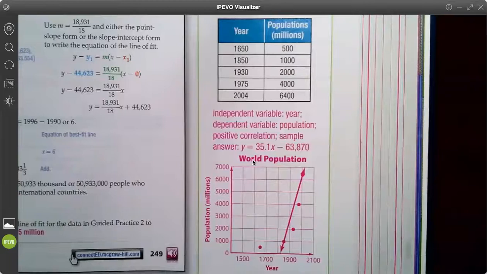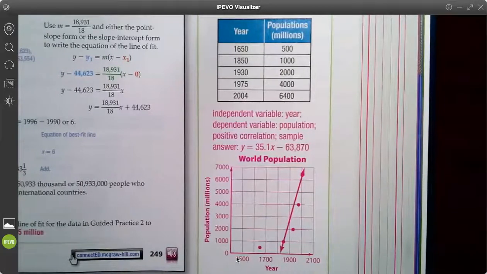Also, let me briefly talk about dependent and independent variable. The x-axis is your independent variable. It's independent. Time is going to go on no matter what happens. Your y-axis is your dependent variable. What happens on the y-axis depends on what happens on the x-axis. So for instance, what the world population is depends on what year it is. Time is independent. It's going to roll on no matter what, but population is dependent on time. Population is going to increase as time goes on.